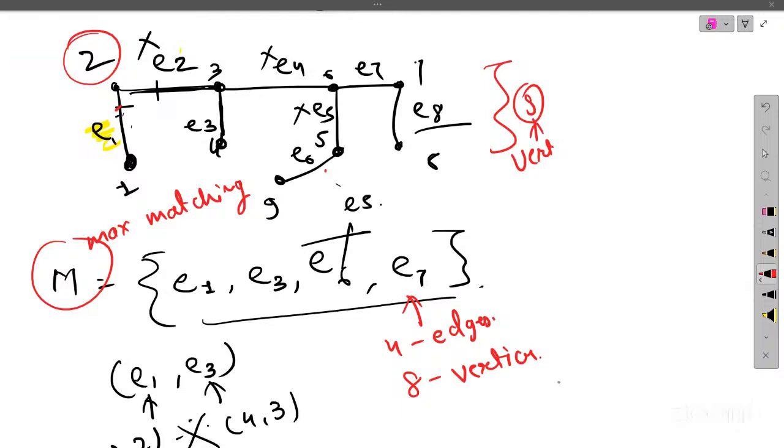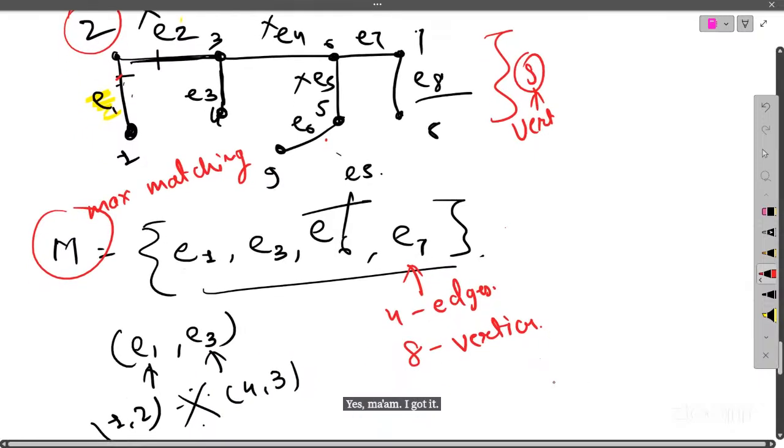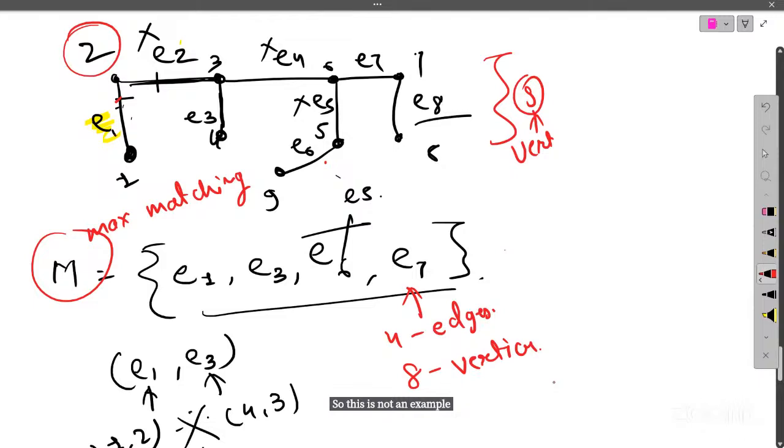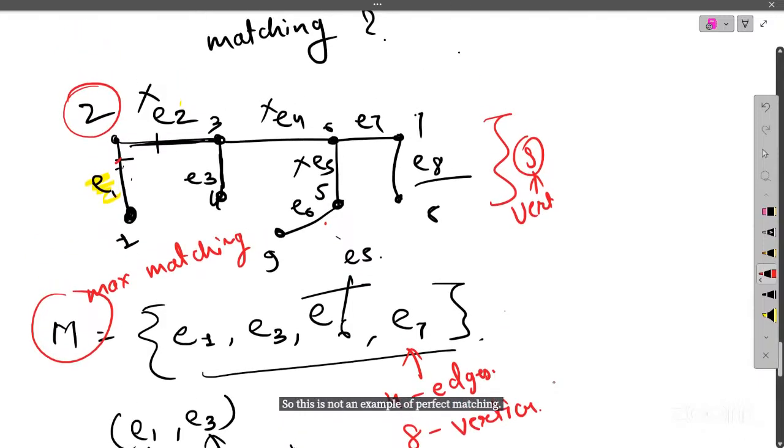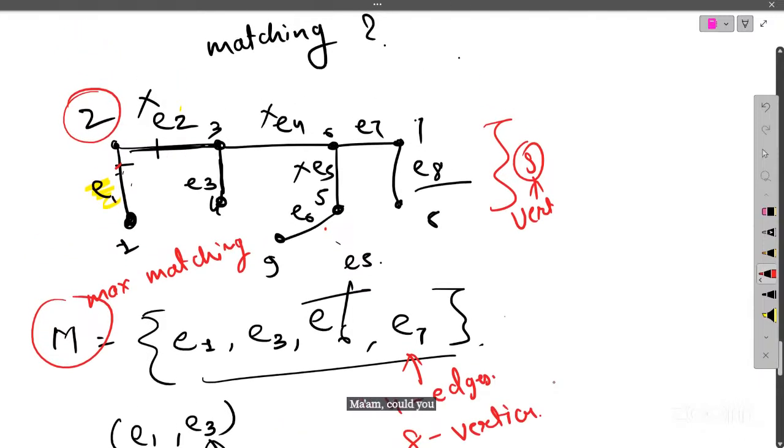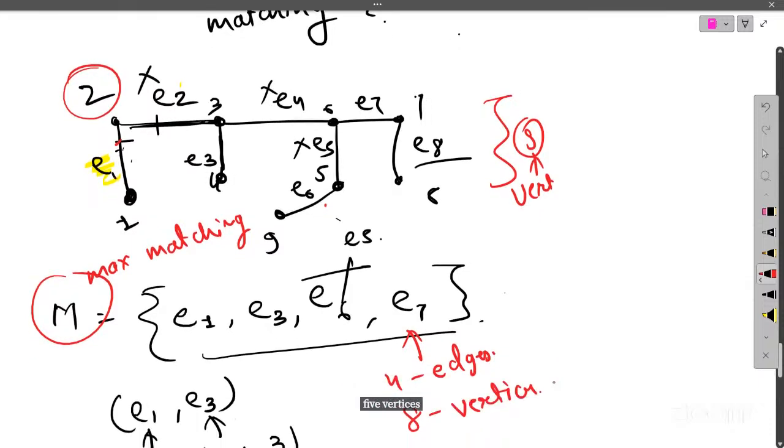Manish, is that okay for you, this explanation? Yes, ma'am. Because see, the maximal matching has 4 edges, so obviously we can cover 8 vertices. I got it, ma'am. So this is not an example of perfect matching. Yeah. Ma'am, could you please repeat the statement where you said 5 vertices, could you just complete that sentence once again?